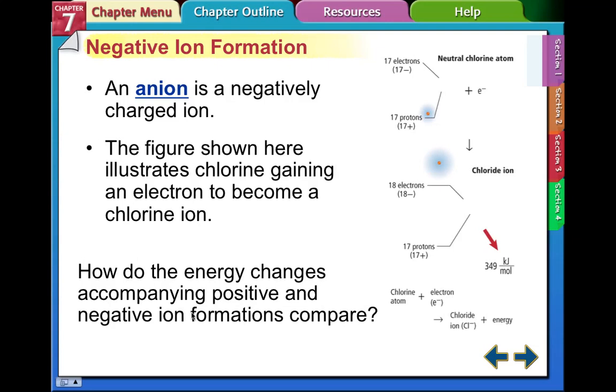And you can see, look at this question down here. How does the energy change accompany positive and negative ion formations compare? So, do you have to put in energy or do you get energy out when you form an anion? And you can see that this arrow right down here is moving away from the atom, so it is giving off energy. Remember, when you form a cation, you have to put energy in. When you form an anion, you get energy out.